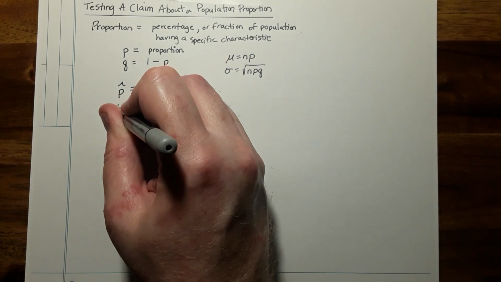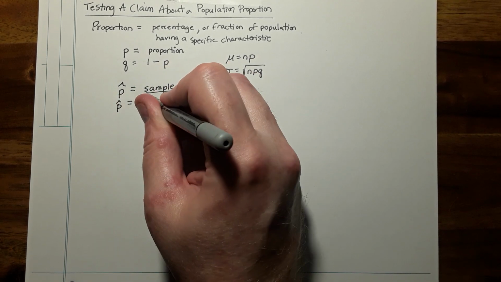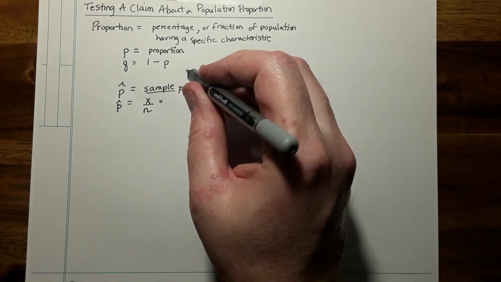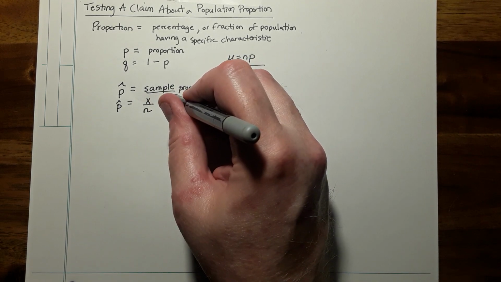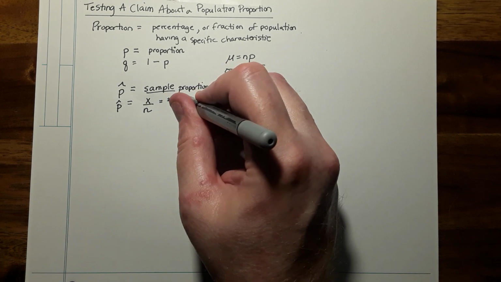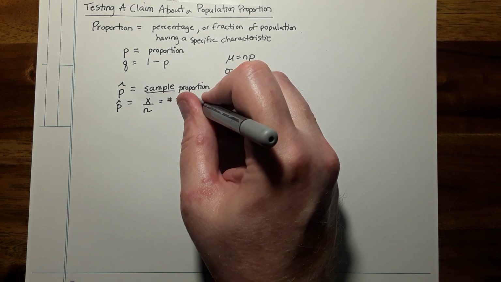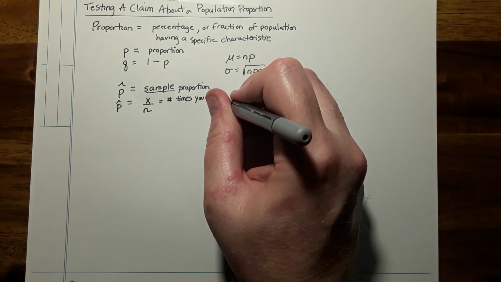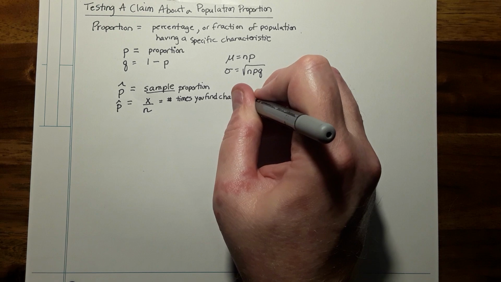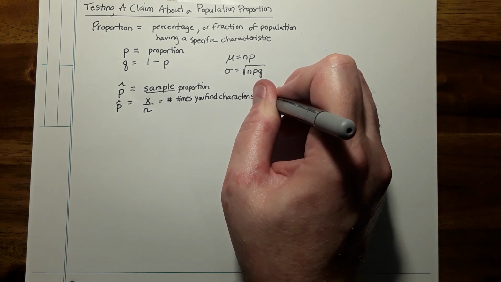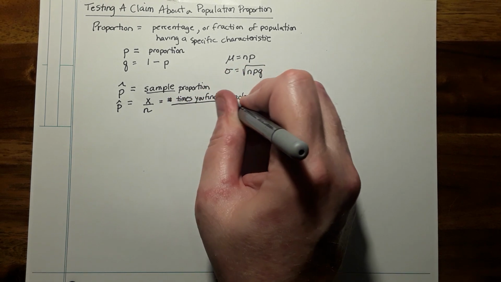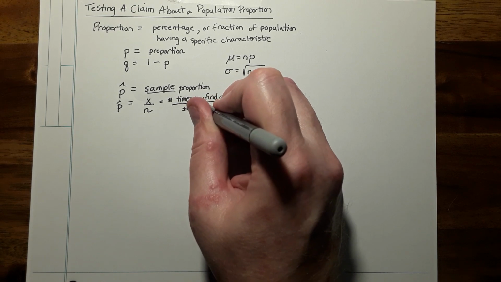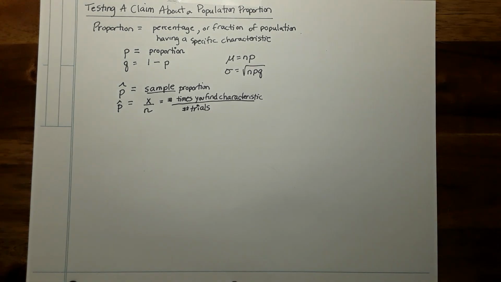The way that you calculate that is exactly the same way we were doing this with confidence interval testing. You count the number of times that you find the characteristic that you're looking for, and you divide it by the total number of trials for the experiment, or the sample size of the experiment.